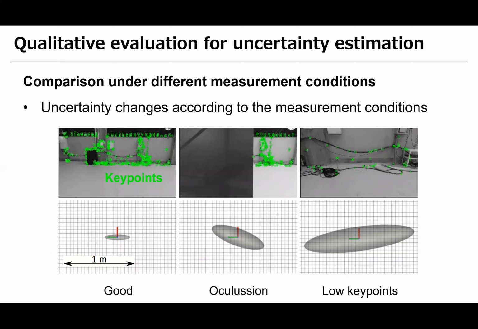In the left case, matched key points are observed. In the middle case, we made an occlusion. In the right case, matched key points are not observed. Comparing the uncertainty estimation results, we can say that the uncertainty increases if the measurement condition is bad. From the results, we confirm that the uncertainty appropriately changes according to the measurement conditions.